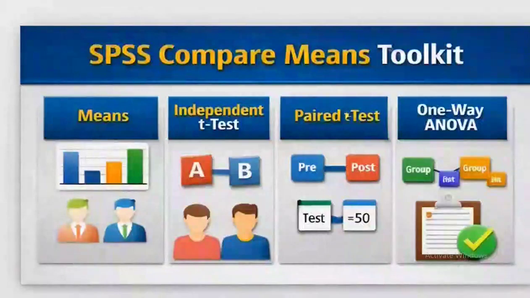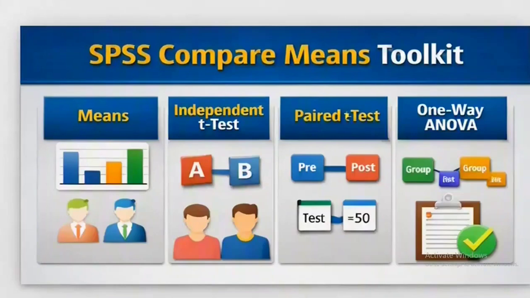The toolkit in SPSS. To achieve this, SPSS provides 5 main tools under the Compare Means menu. The first is simply called Means, and it shows group averages side by side, giving us a quick descriptive picture. The second is the Independent Samples t-test, which compares 2 separate groups, such as male versus female, or treatment versus control.